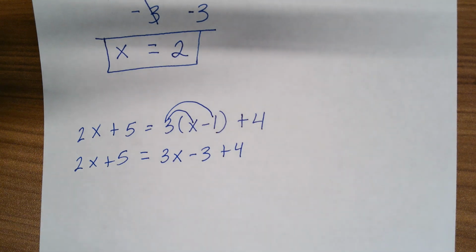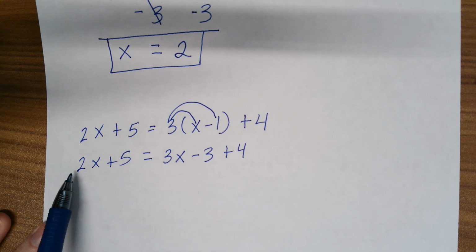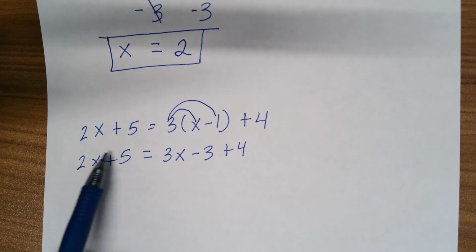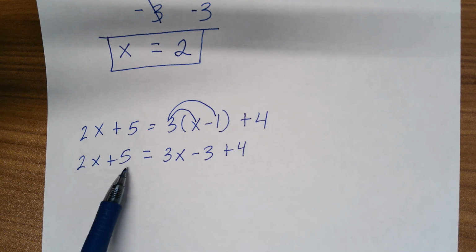Now, looking at each side individually, I want to clean things up before I move stuff around. So what I'm looking for are like terms. What I mean by that is looking at just one side of the equal sign. Do I have 2 items or 2 terms? Terms are separated by addition or subtraction, so 2x is a term, 5 is a term. So looking on the left side, do I have like terms?